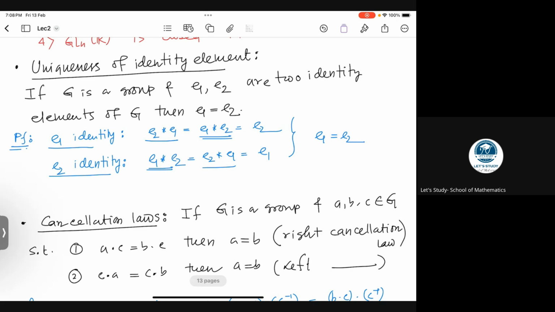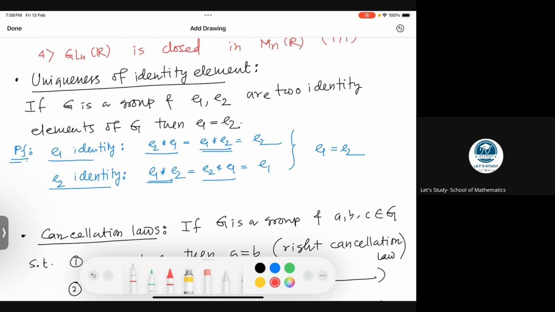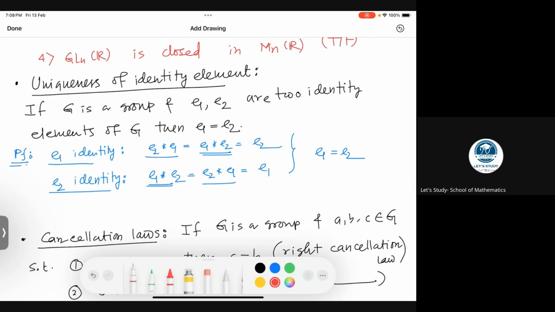Hello everyone. This is my second revision class. So till now we studied what is a group, right? Definition of a group. So in a group, the identity element is unique.